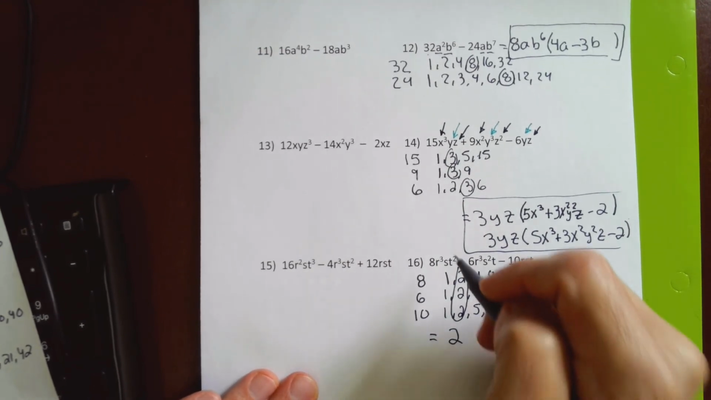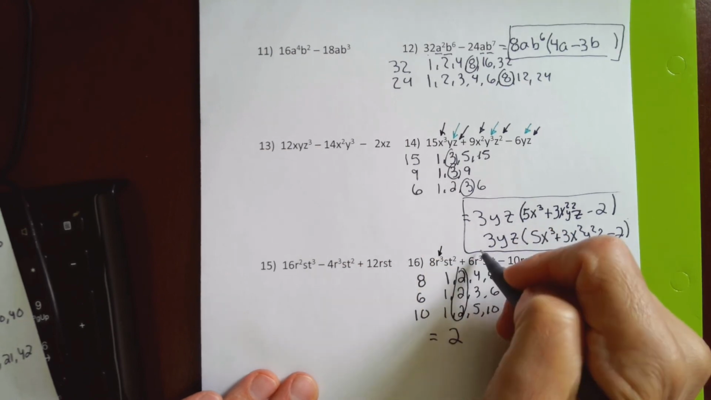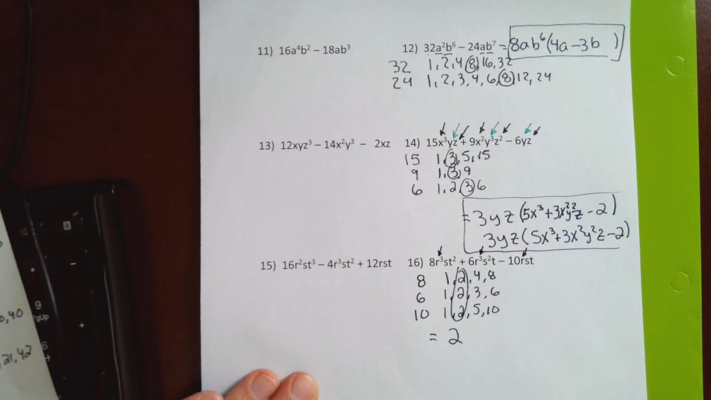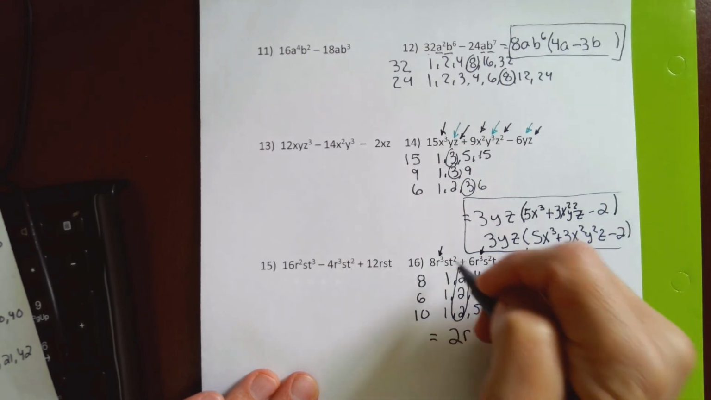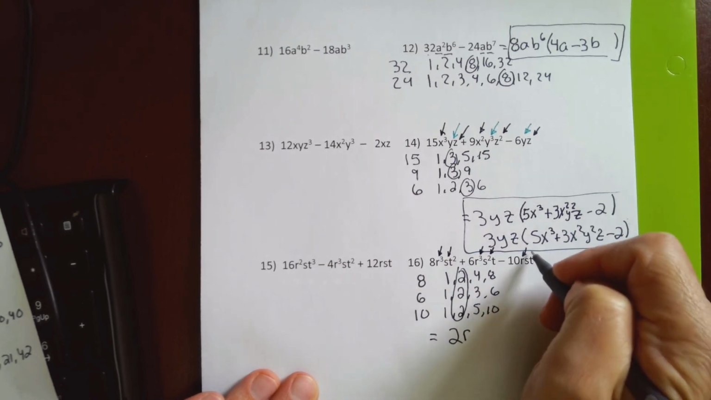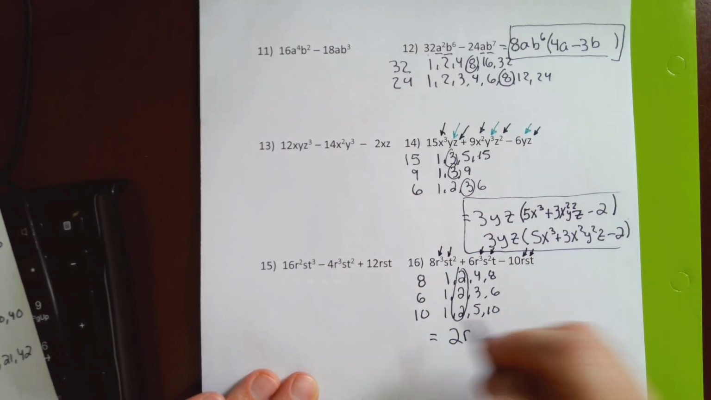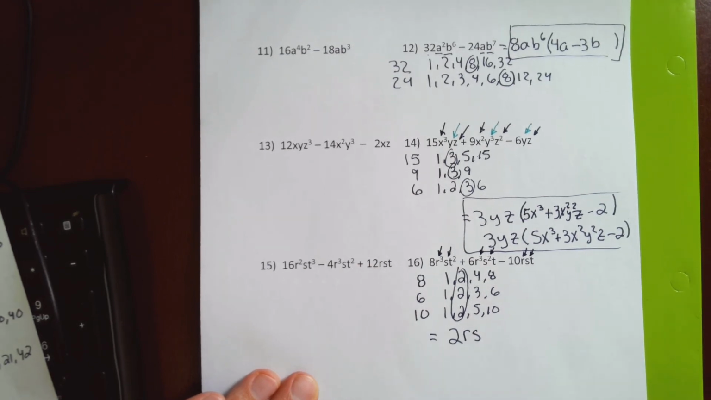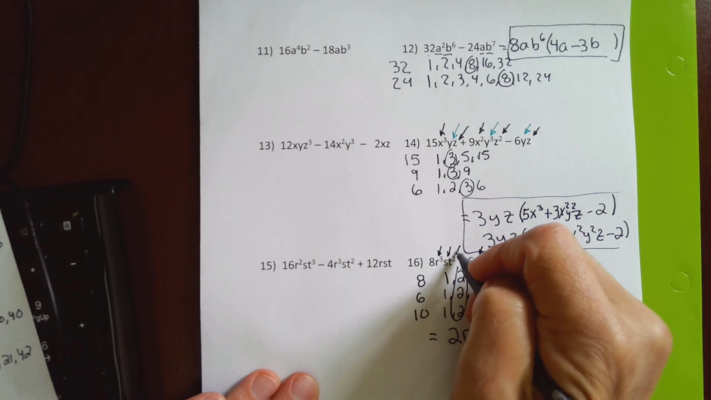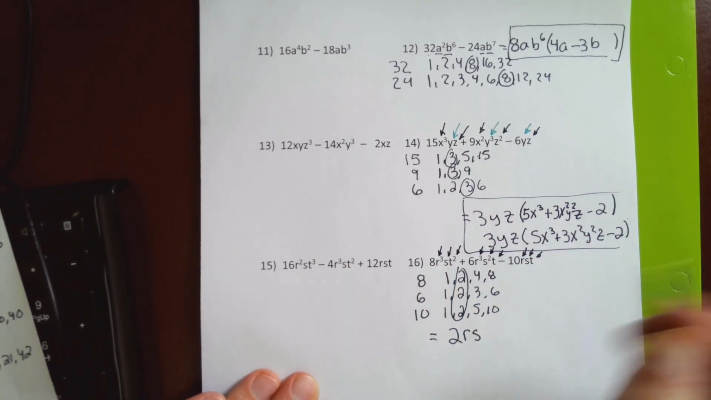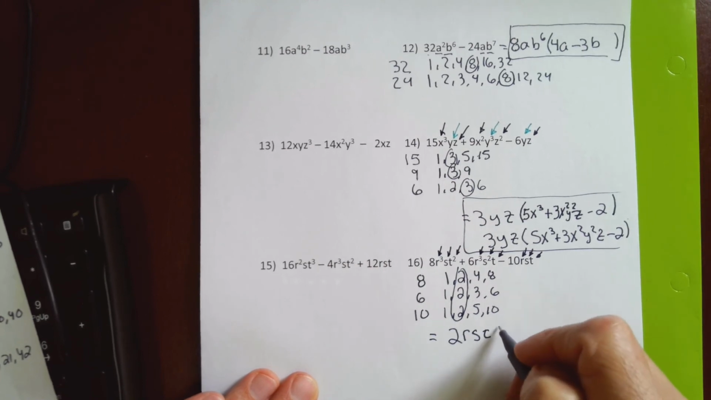So here, look at the letters. First term has r cubed, second term r cubed, third term r to the first. They all have r's. I take the smaller exponent. Moving on to the s's. First term s to the first, second term s squared, third term s to the first. They all have s's. I take the smallest exponent, which is just s. And then the t's. First term t squared, second term t to the first, third term t to the first. They all have t's. I take the smaller exponent.